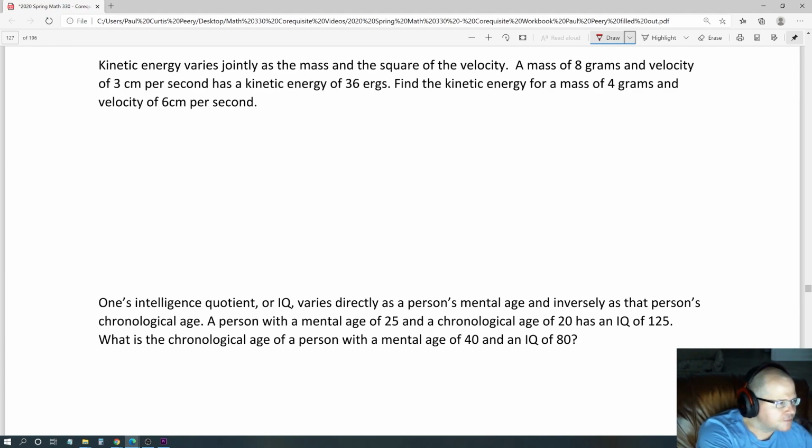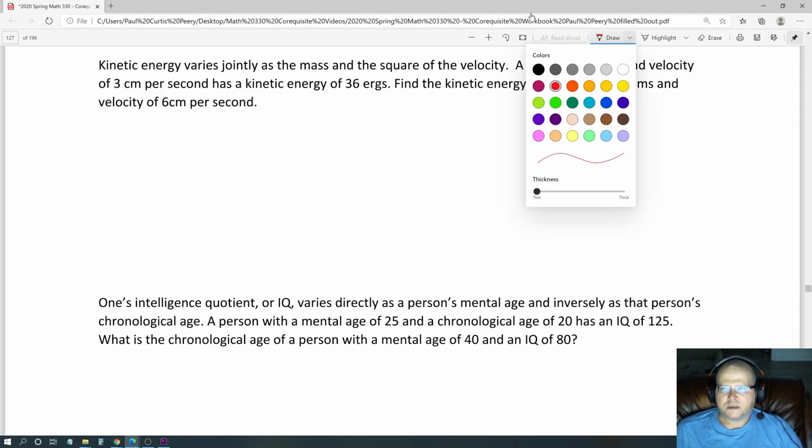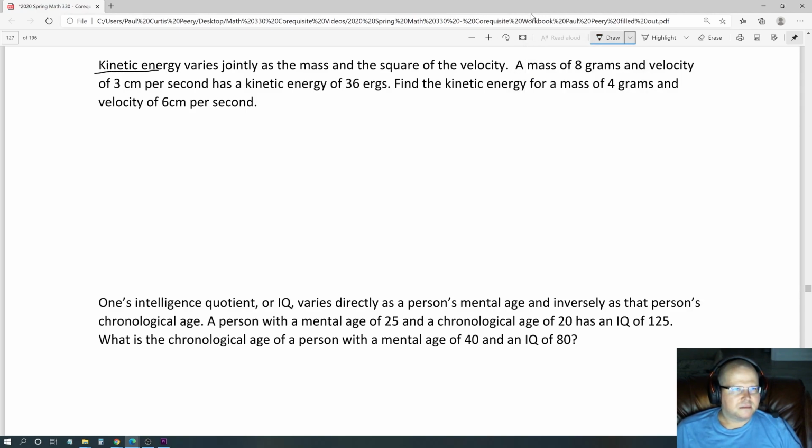All right. Okay, so let's say we have kinetic energy. Kinetic energy, I'm going to use E. And we're going to say that it varies, equals K, jointly, multiplying repeatedly by the mass and the square of the velocity. So mass and square of the velocity, or velocity squared there, okay? Now, you don't actually have to put these dots in between. I'm just trying to emphasize that this is multiplication.